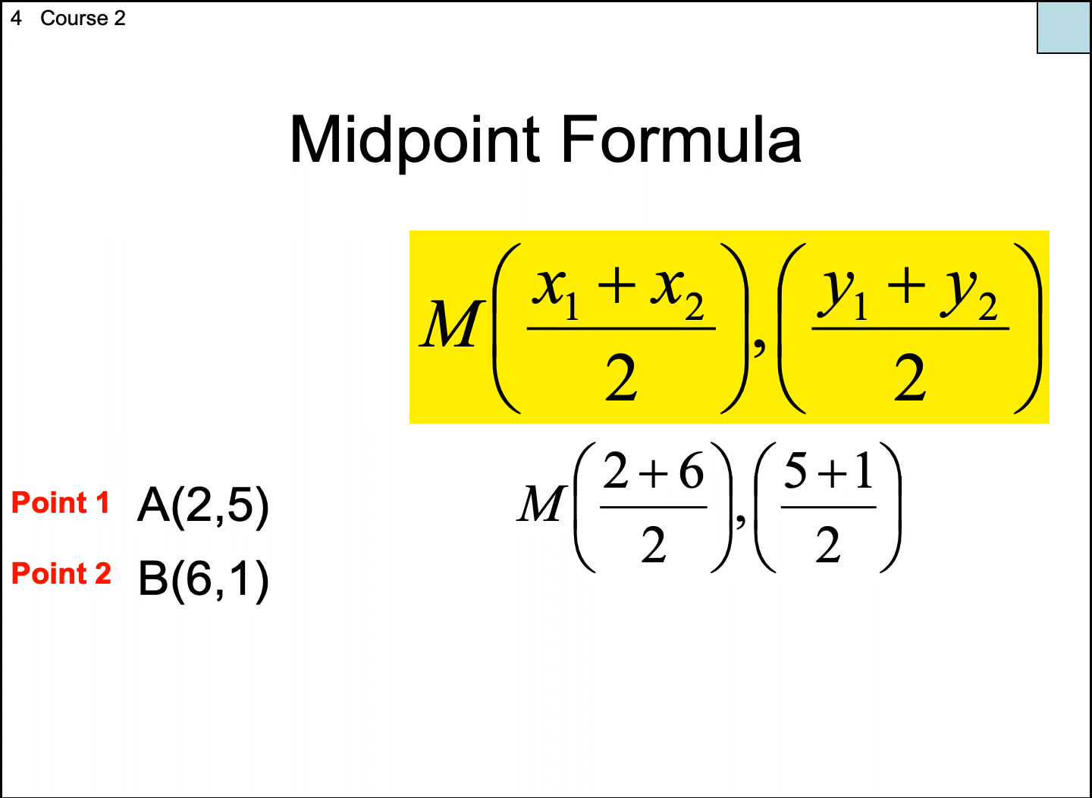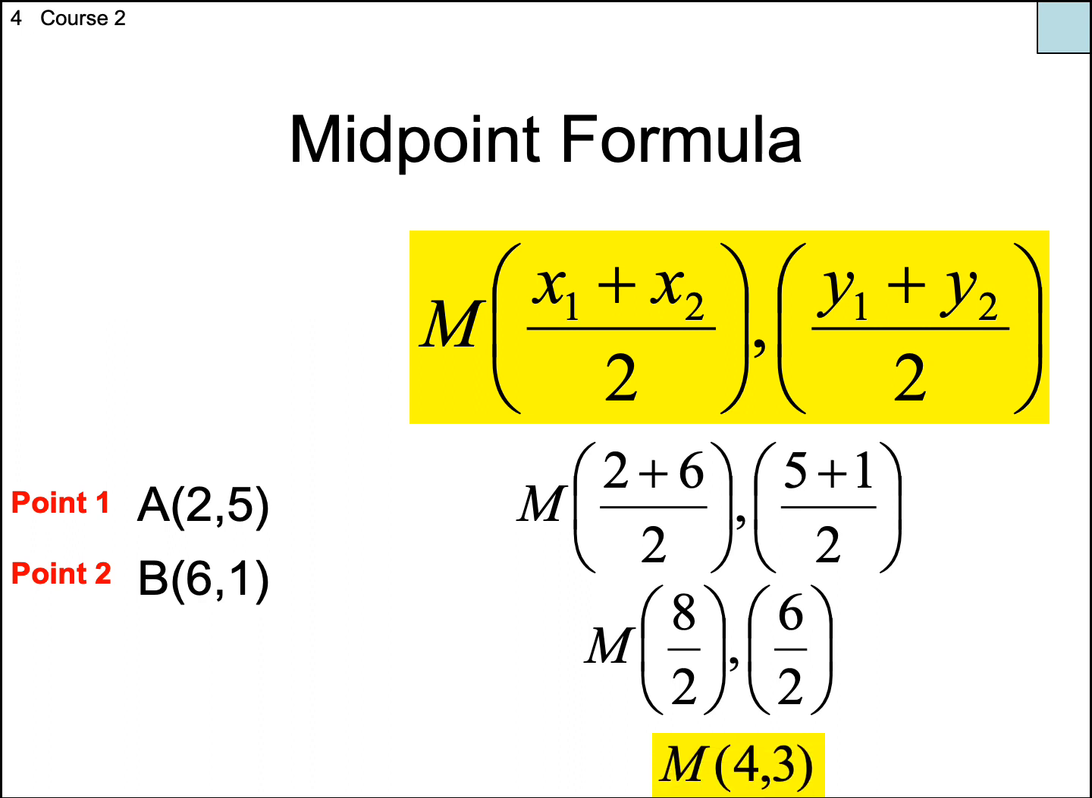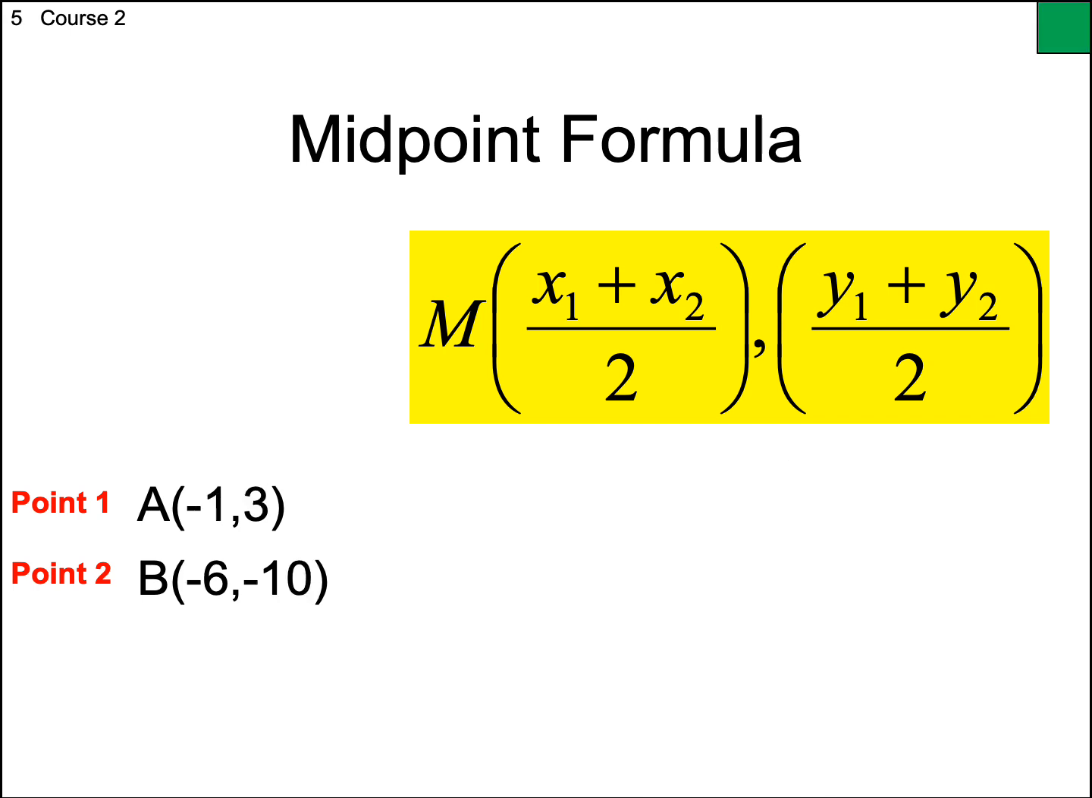2 plus 6 is 8. 5 plus 1 is 6. 8 divided by 2 is 4, and 6 divided by 2 is 3. So I get the midpoint is 4 comma 3. So 4 comma 3 is the point that's between A and B. Make sense? Okay. If you need to see another example, rewind, watch those two examples again. For those of you that are ready to try this yourself, go ahead and try this yourself. Pause the video, get to an answer, and then put it into Google form question number 3.